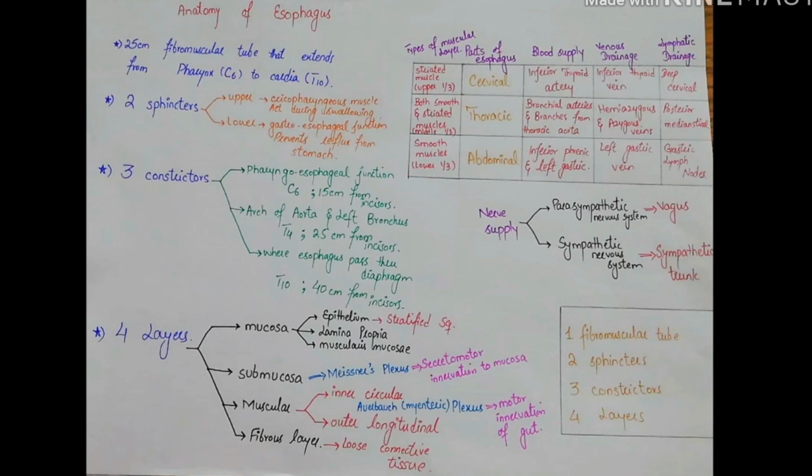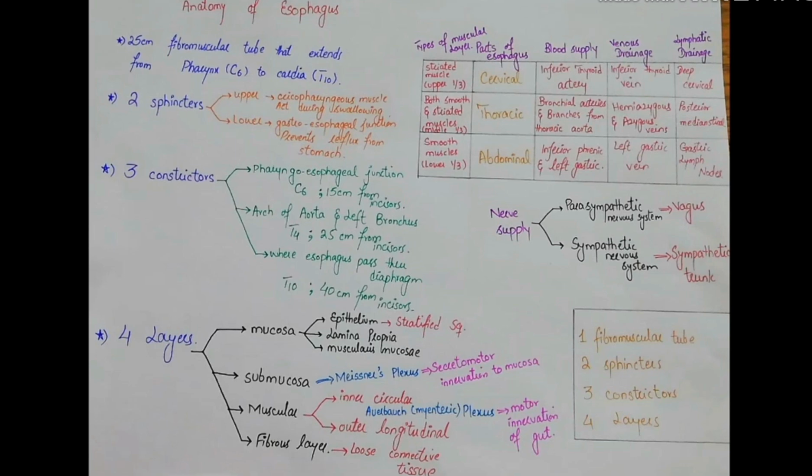The muscular layer has an inner circular and an outer longitudinal part, and in between these two parts is the Auerbach or myenteric plexus, which is responsible for the conduction of nerve impulses through the neurons that make the process called peristalsis, which allows the food to pass from the oral end to the anal end of the gastrointestinal tract. Talking about the fourth layer, the adventitia, it is basically just connective tissue.